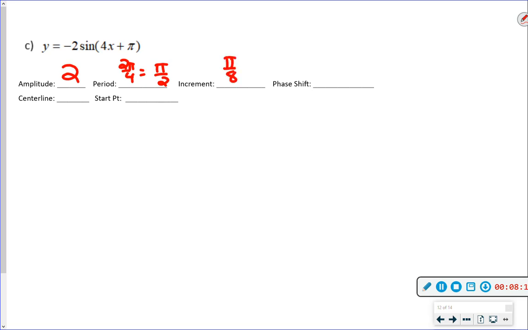Okay, phase shift, of course. Again, as always, some of you can just do this in your head. We're going to take that expression with x, set it to 0, and solve it. So you'd subtract pi, of course, and then divide by 4.